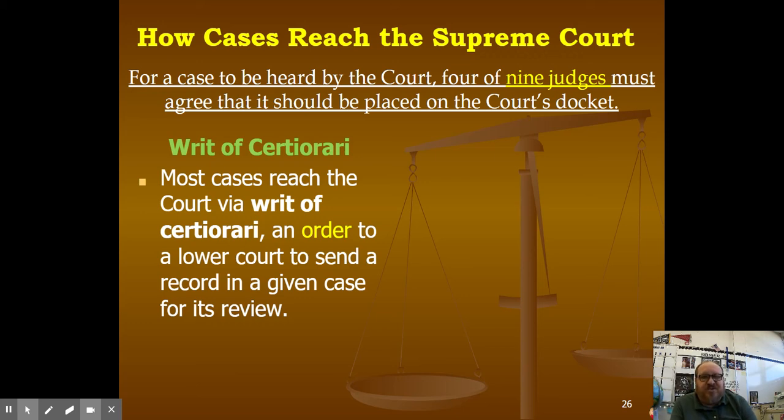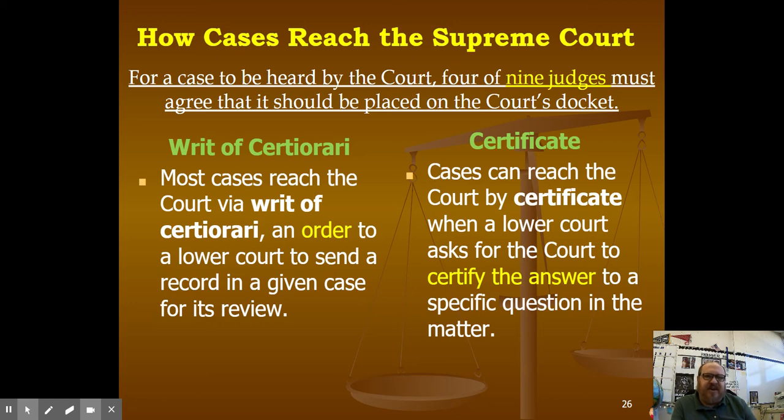The way in which most cases reach the court is through the writ of certiorari. Yeah, that's a weird word. Certiorari. It's Latin. It just means it's an order to a lower court to send a record in a given case for its review. So the Supreme Court issues a writ of certiorari to a lower court to basically say, hey, we know you just tried this case. We want your information. Send us that case.